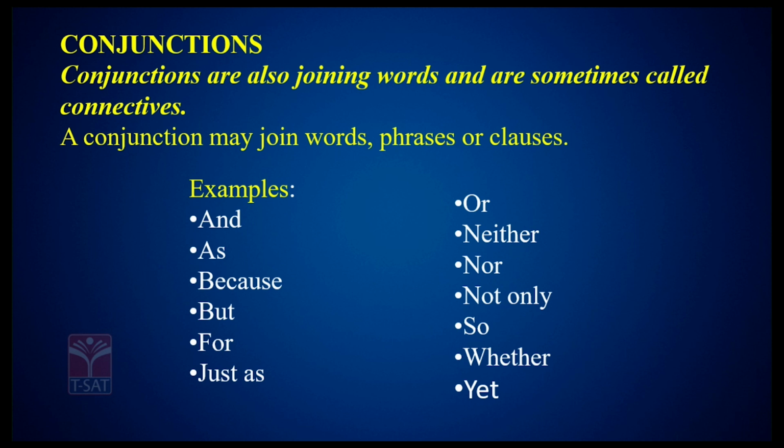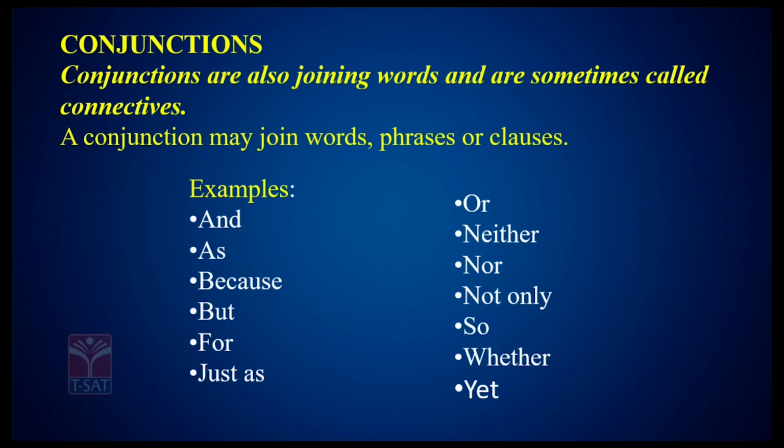Not only this, these conjunctions are also used to connect sentences also. So, that is the reason why we maintain the link between one sentence and the other, not losing its gist or its meaning completely. So, conjunctions play a very important role in terms of our writing. Some of the conjunctions which are very frequently used are: and, as, because, but, for, just as, or, neither, nor, not only, so, whether, yet.